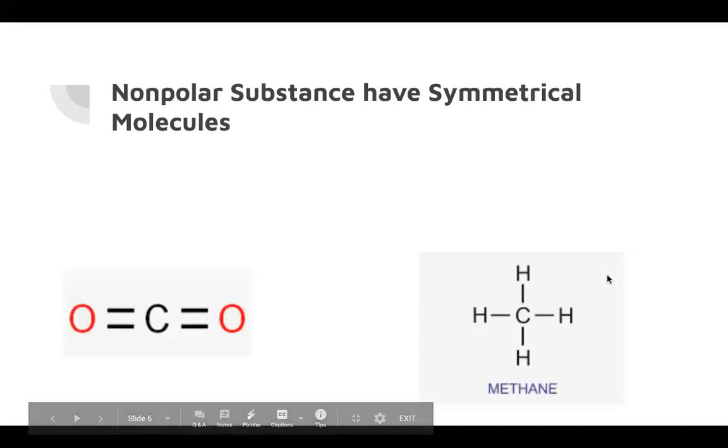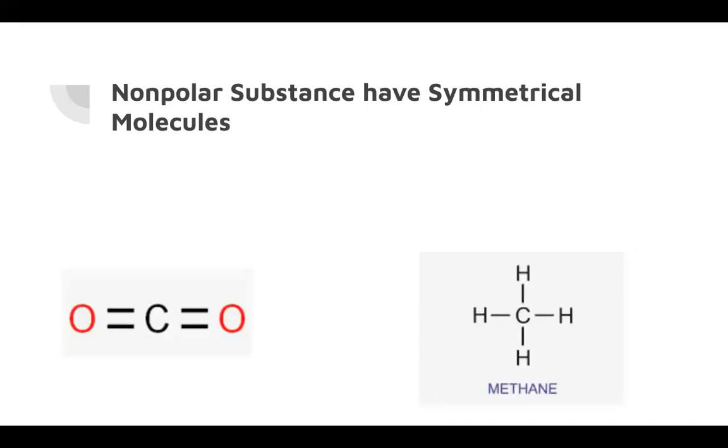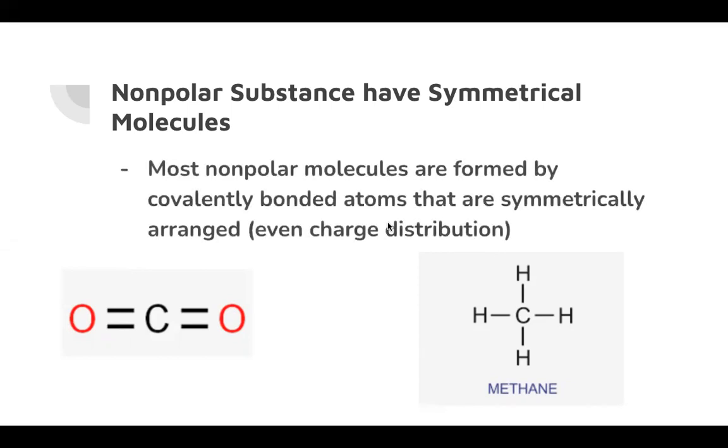All right, nonpolar substances have symmetrical molecules. So we talked about how there were types of covalent bonds, and we had both polar and nonpolar. One of the ways you can determine if it is going to be a nonpolar or polar substance is by looking at how the molecule is put together. If it is symmetrical, it's going to be nonpolar. That means you could fold it in half and it would be the same. We're looking for symmetry.